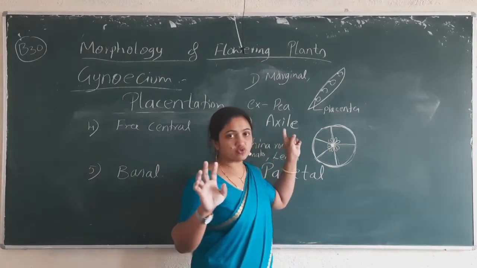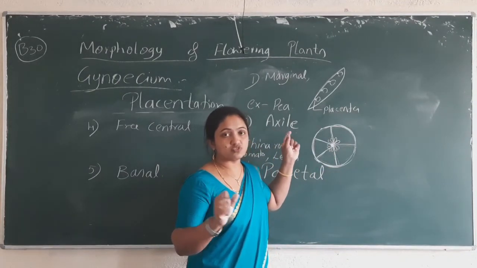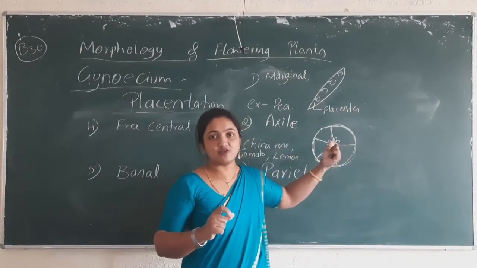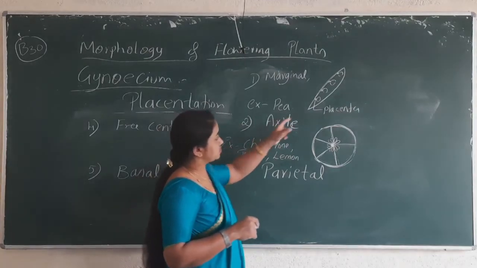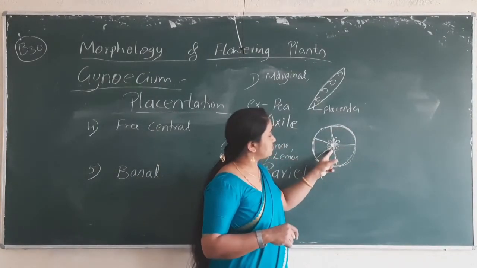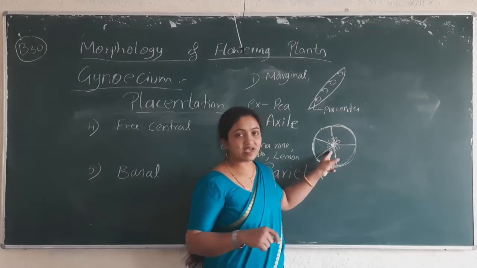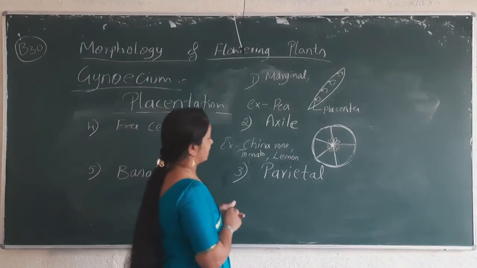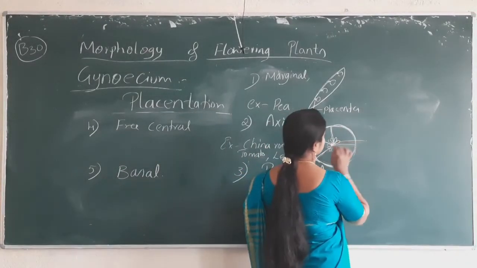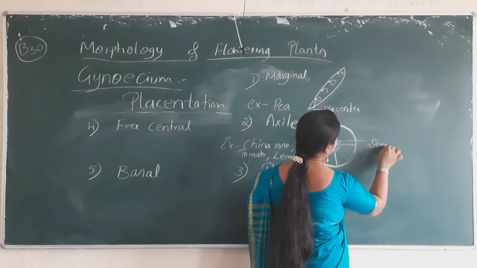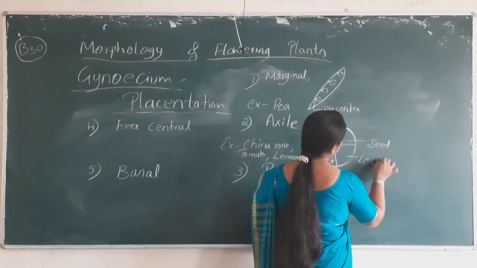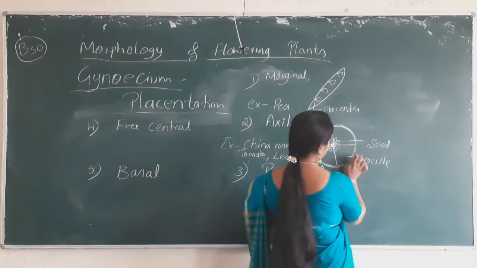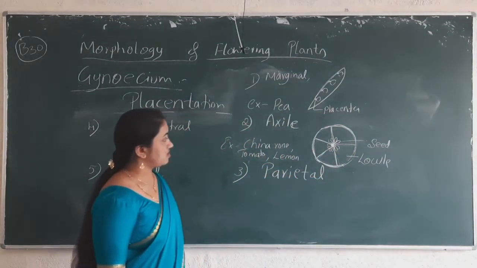It means we should not use the word central, we have to use the word axile. The seeds are placed in the axile position. That's why the arrangement of ovules inside the ovary is axile. So that's why this type is known as axile placentation. So these are the seeds, and this is the locule and the wall of the ovary.